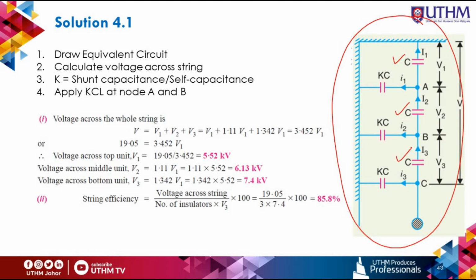And then the second thing is you have to calculate the voltage across the string, which is VT. Third, determine K, equal to shunt capacitance over self-capacitance. As I mentioned before, K equals 0.11. Then you have to apply Kirchhoff's current law at nodes A and B. Then you'll get the string efficiency. I will show you in detail how to solve this example 4.1.